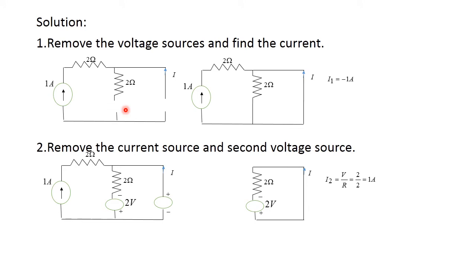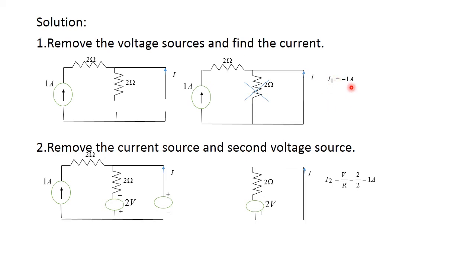So first we are going to remove the two voltage sources. If you are removing voltage sources, then that place should be short circuited. So you will be getting the circuit like this. Now we have to calculate the total current I. So always remember, if there is a short circuit and with that there is a parallel resistor, then there will be no current flowing through that resistor. So the total current will be flowing through this short circuited path only. So total current I1 is equal to minus 1 ampere.